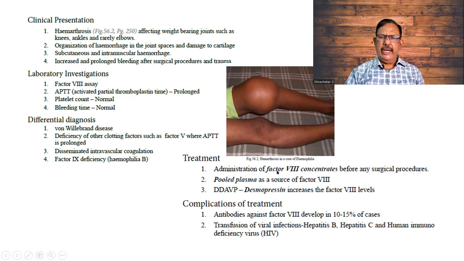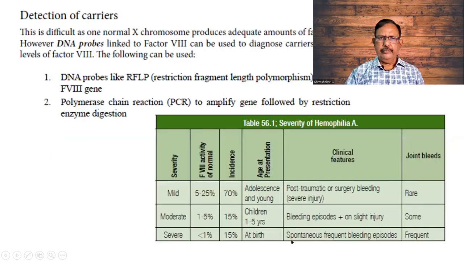Complications can be, there can be antibodies to factor VIII causing destruction, and sometimes too much transmission can lead to diseases such as AIDS. Detection of carriers, you'll have to do a test like DNA probe, RFLP, restriction fragment length polymorphism, or PCR, polymerase chain reaction. And these are the different types of mild, moderate, and severe hemophilia A.